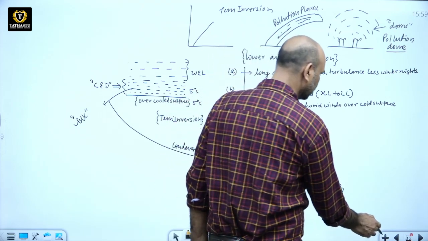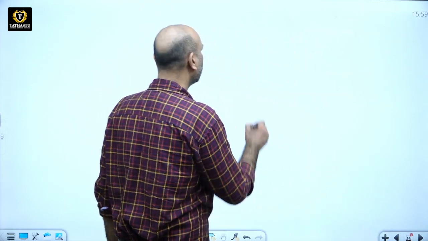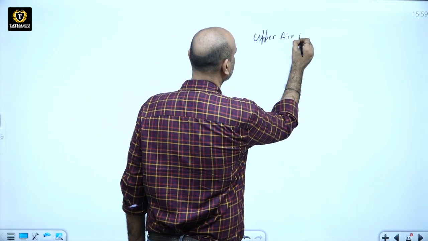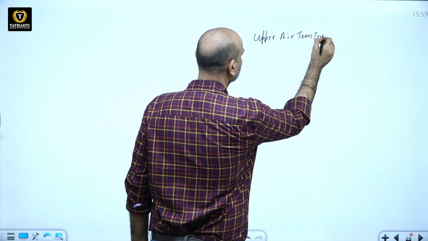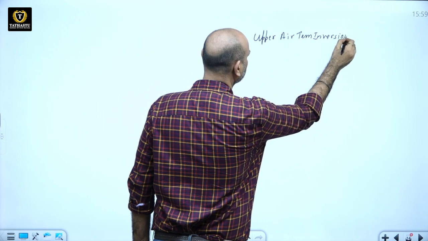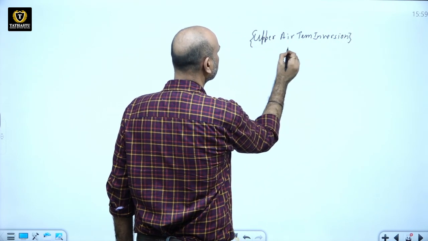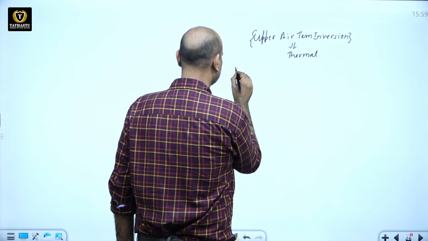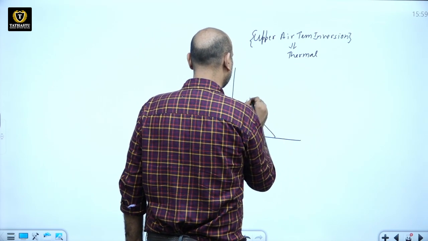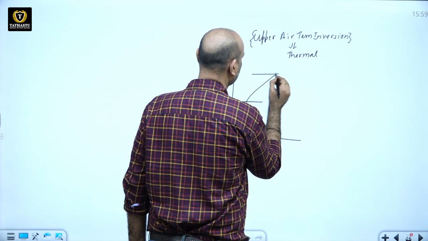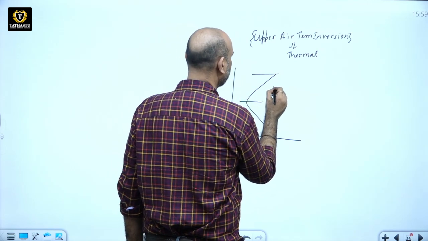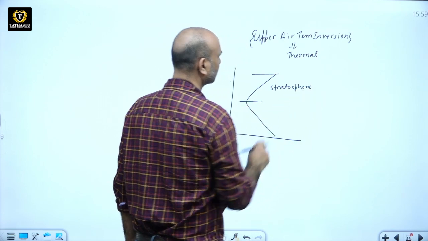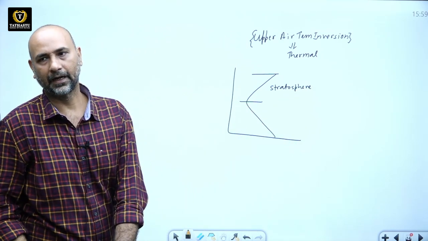Now, upper air temperature inversion. That, though I have already taught you, is also described as upper air thermal temperature inversion. And it is represented by the stratosphere, which I have already described.